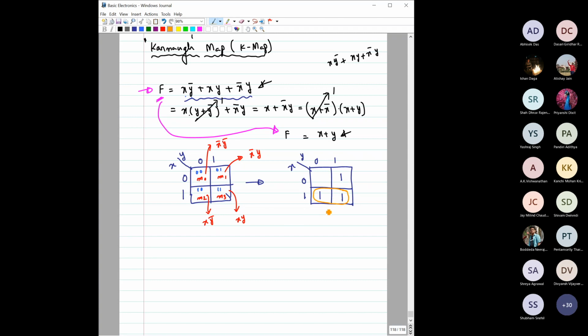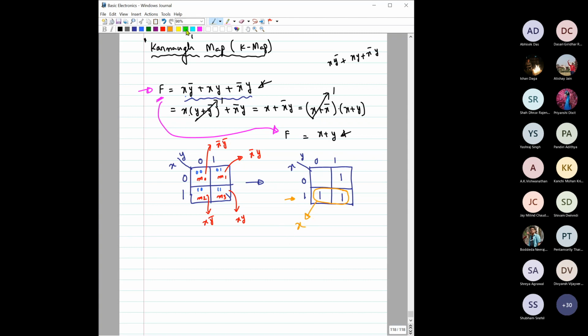Right? And for this, what we can see is that for this group, the x value is fixed at 1. The y value is changing, meaning y can take either 0 or 1, right? But the x value is constant. So this particular group gives you only x.